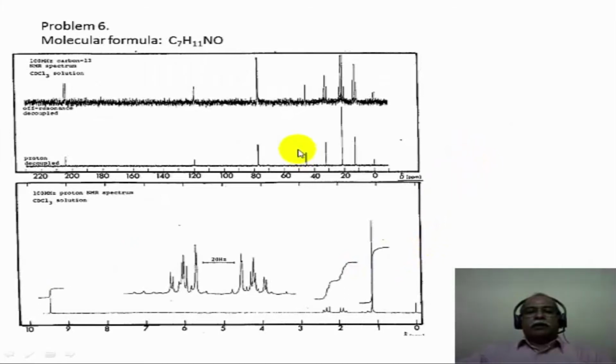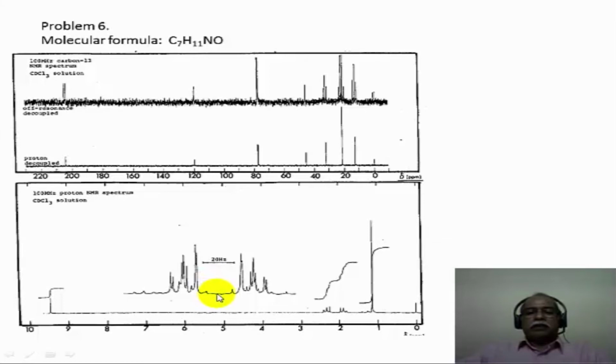Now this is a compound with the molecular formula C7H11NO. Now what is important in this spectrum? This is a proton NMR spectrum. This particular pattern one should be able to recognize with some practice. The signals shown here around 2 to 3 ppm are expanded and zoomed to show that there is a symmetrical pattern with respect to the center of the spectrum.